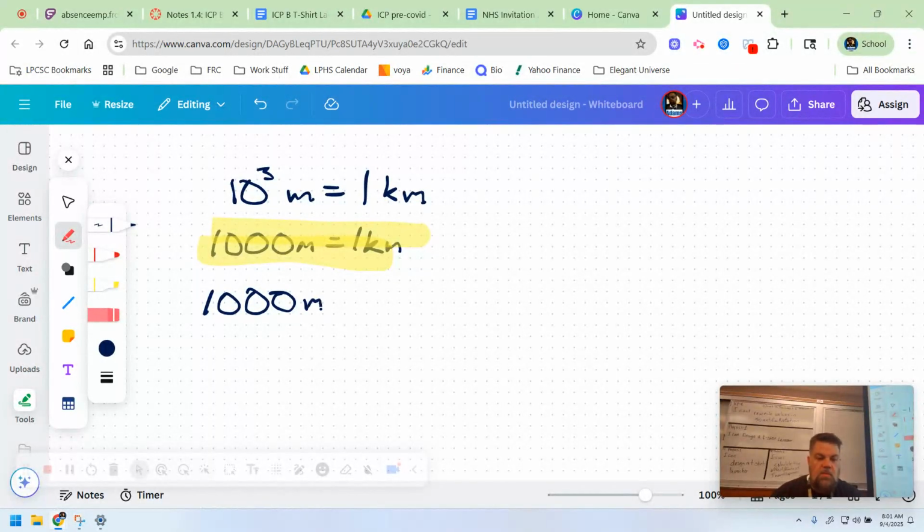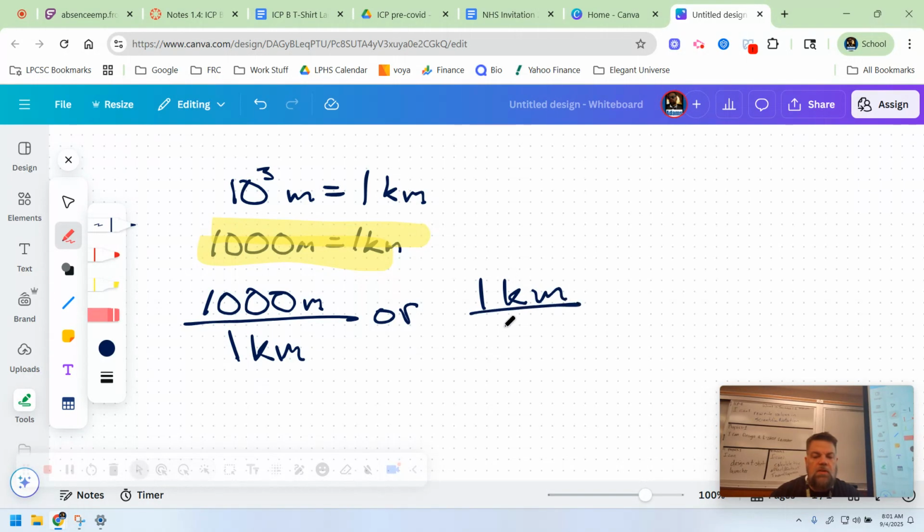All right, so that means that I could have 1,000 meters over 1 kilometer, or I could have 1 kilometer over 1,000 meters. Okay? And so we would choose that based on what we want to cancel, right? Sometimes you cancel from the top across to the bottom. Sometimes you cancel from the bottom across to the top. Okay? So that's a pretty common one, kilometers to meters. Okay?